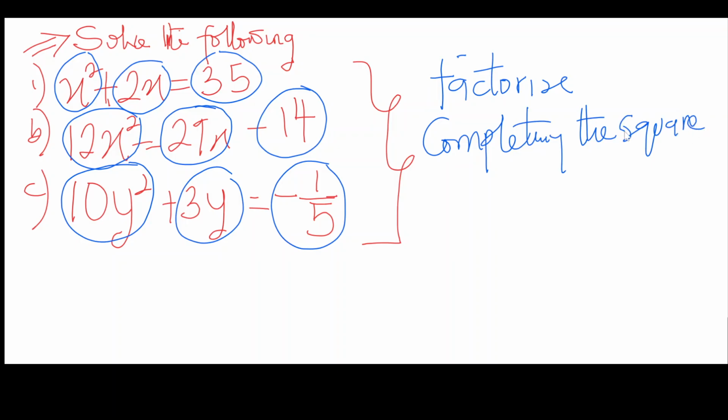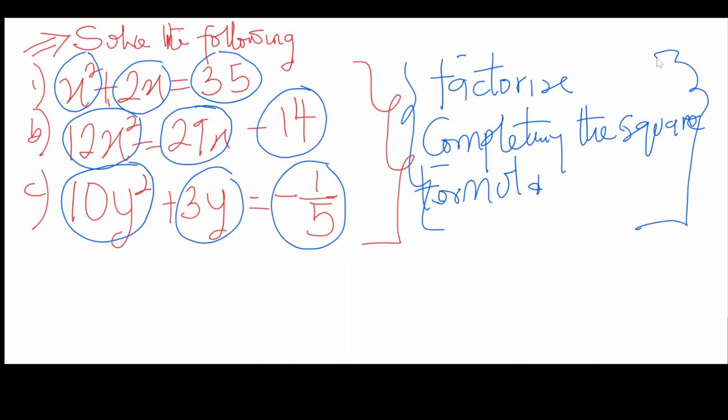Another method we're going to be considering in this series is called the formula method. So we're going to be using a formula. There's a formula generated from completing the square, which we can also use in solving quadratic equations. Of course, we have the graphical method, but these are the three methods that we're going to be considering in this series. Now let's start with the first example using the factorization method.